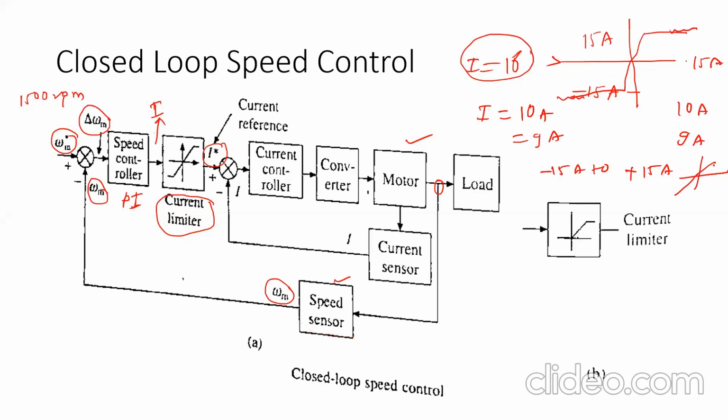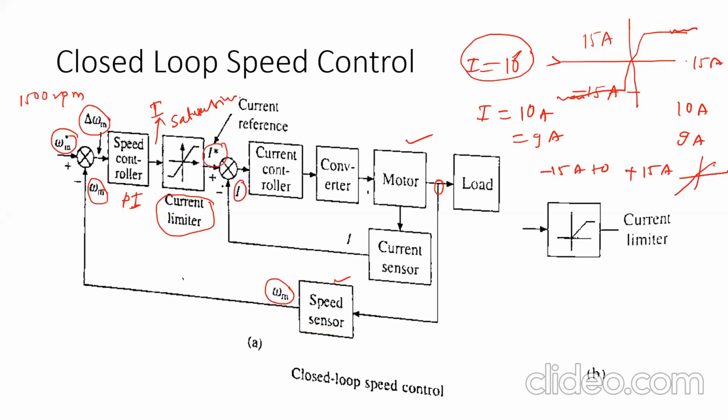So the current limiter is just a saturation block. By putting saturation limits in the current limiter, we can protect the motor against overcurrent. So I star will be below the permissible limits. This current I star is again compared against the actual current of the motor.